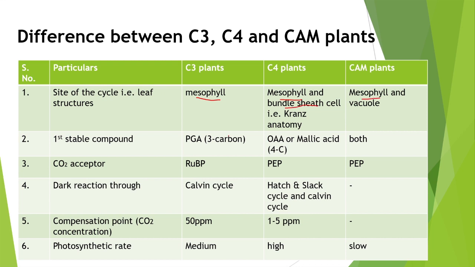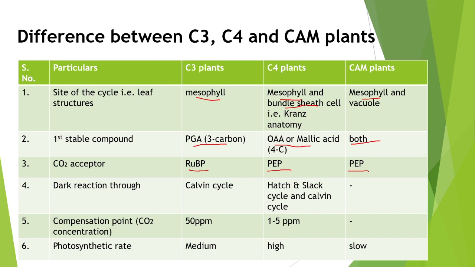Then the first stable product of this C3 cycle is PGA, which is a 3-carbon compound. For C4 plants it is oxaloacetic acid, which is a 4-carbon compound, and for CAM plants the first stable product is both PGA and OAA. Then the carbon dioxide acceptor in C3 plants is RuBP, in C4 plants it is phosphoenol pyruvate, and for CAM plants it is also phosphoenol pyruvate.